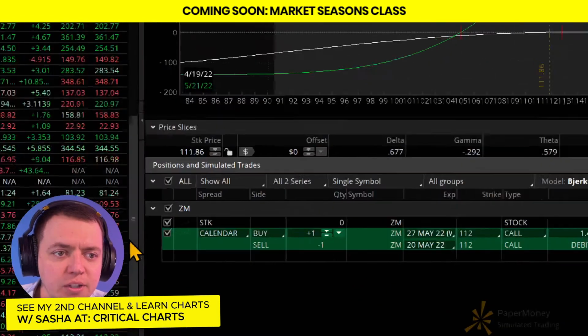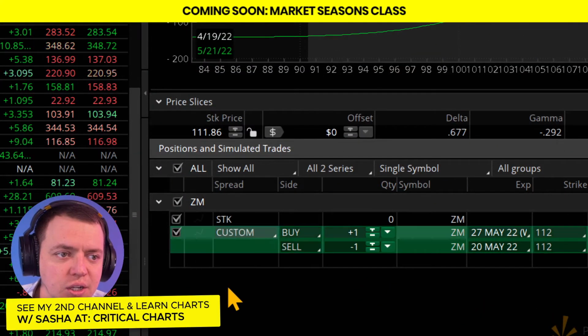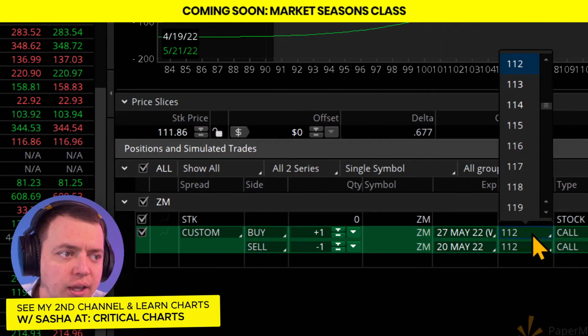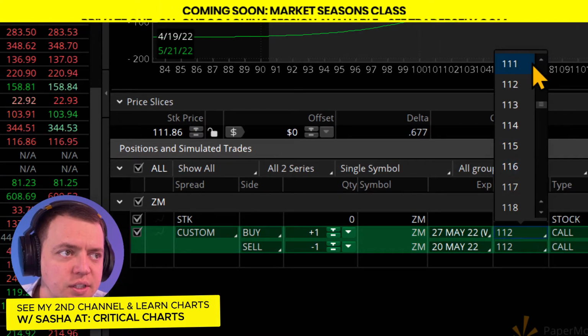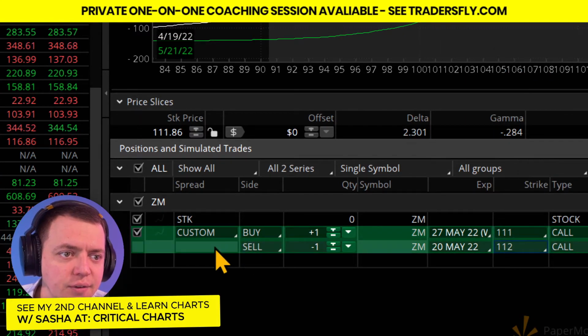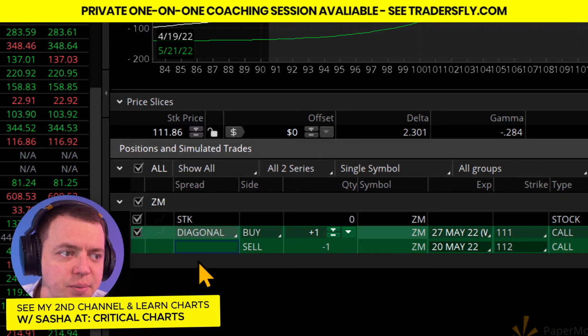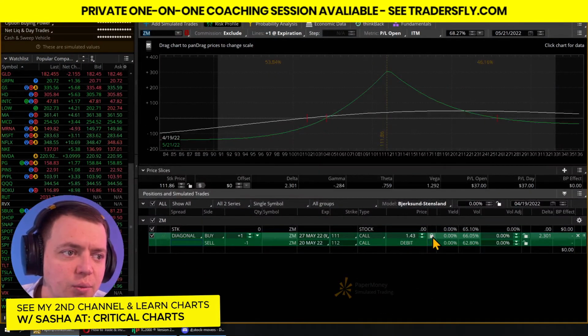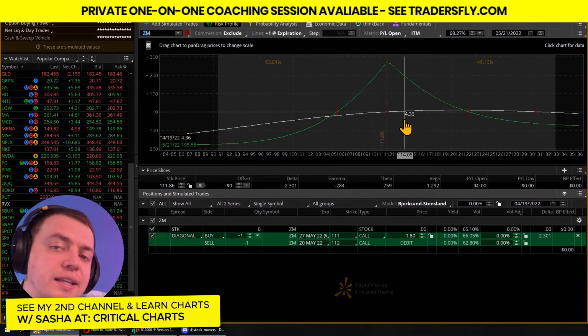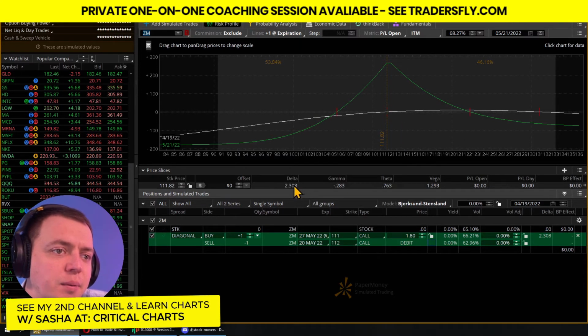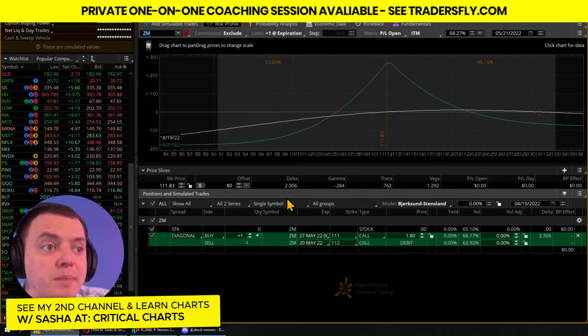So in order for me to tweak this, all I'm going to do is switch it to a custom. And I'll just go ahead and move one of the strikes to a different strike. And now I've got myself a diagonal, and I can switch it back, and now I've got a diagonal. So now I will unlock the price, and you can see I've got a diagonal construction where now I've got a little bit more positive deltas for a possible upside move.